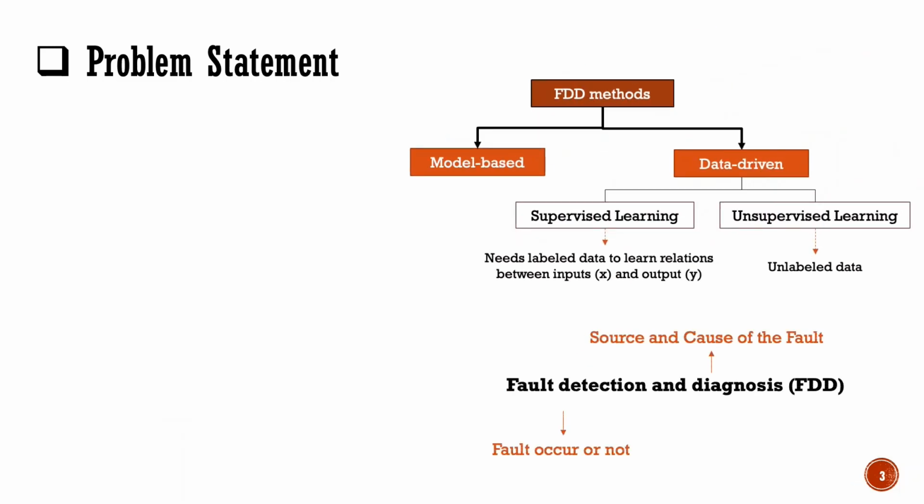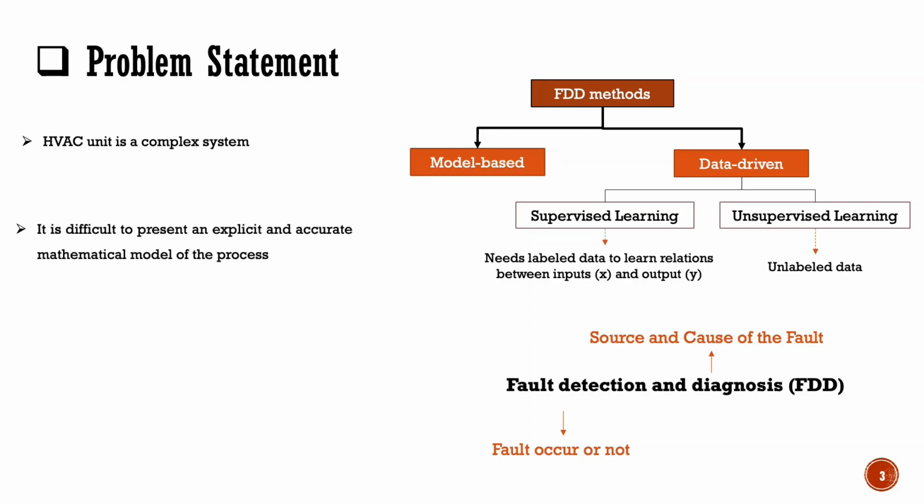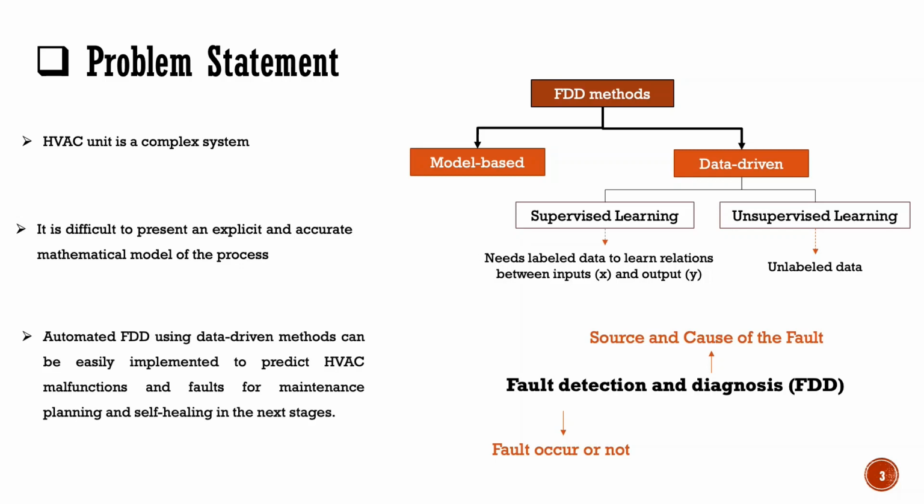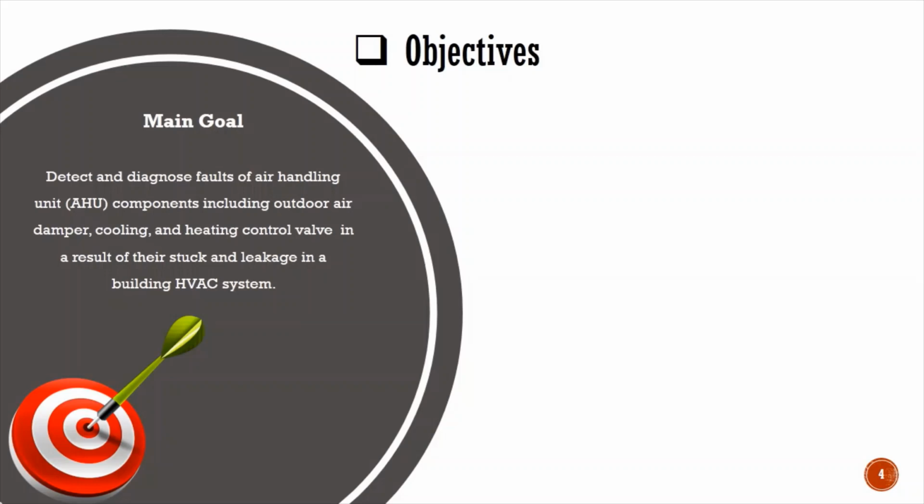There are different FDD methods like model-based and data-driven, but HVAC unit is a complex system, so it's difficult to present an explicit and accurate mathematical model of the process. Therefore, automated FDD using data-driven methods can be easily implemented to predict HVAC malfunctions and faults for maintenance planning and self-healing in the next stage. Now we will detect and diagnose the fault of an air handling unit with data-driven techniques as the main objective.